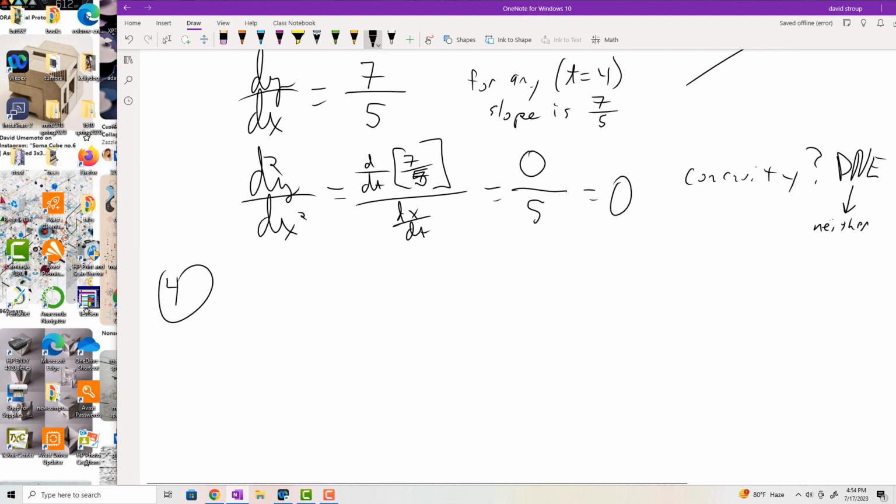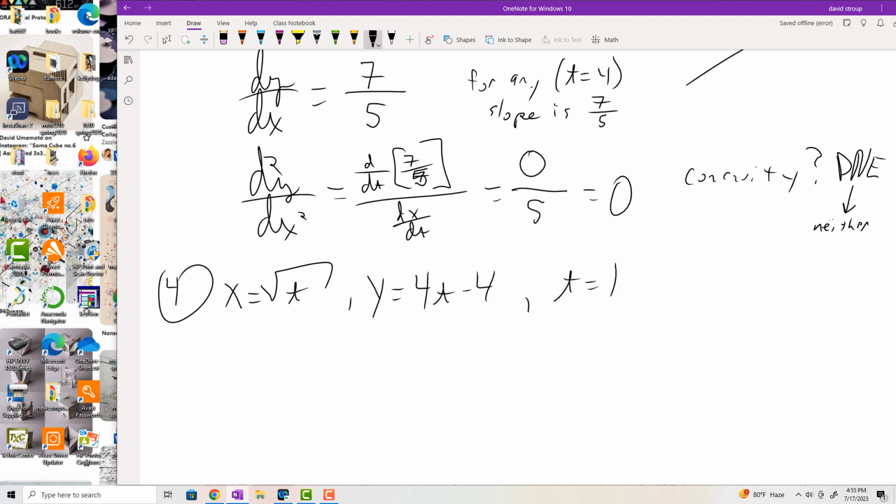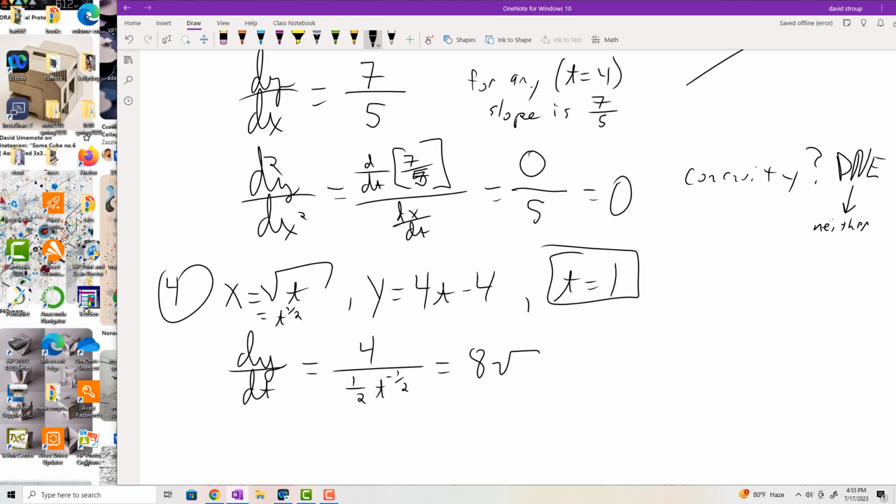Number 4, this one's a little bit more complicated, but you're not going to have those weird issues like what is concavity of 0? 4t minus 4, and then t equals 1. Okay, so first let's get the derivatives. So you put the derivative of y, which will just be 4, all over the derivative of x. Let's rewrite x to be t to the 1/2. So its derivative is 1/2 t to the negative 1/2, which will be 8 square root t when all is said and done. And then we want to evaluate.